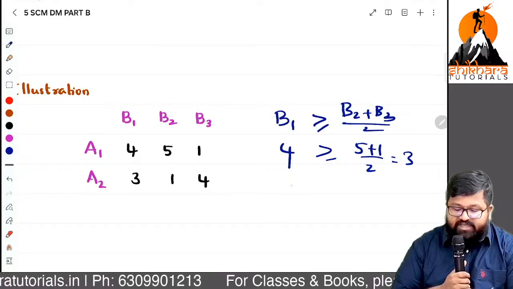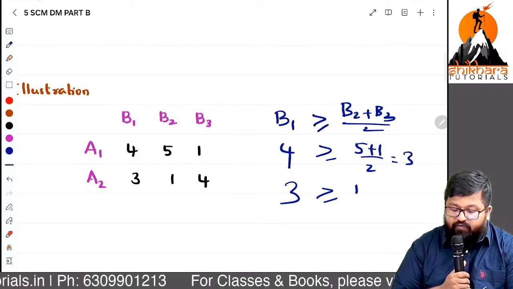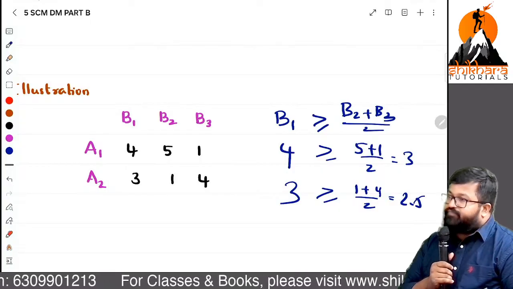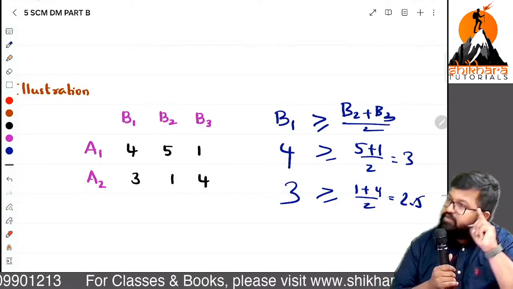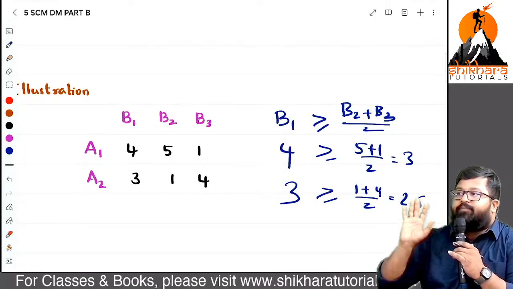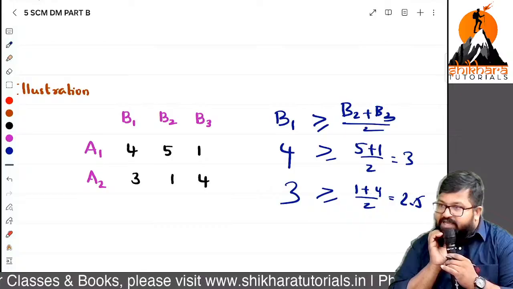Okay. What about the next one? 3 greater than or equal to 1 plus 4 by 2. What is the value, sir? 2.5. Is the symbol satisfied? So as the rule is satisfied, I can eliminate B1. Am I clear with this scenario, sir?